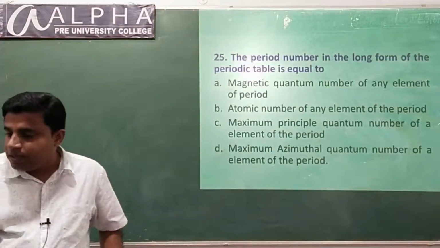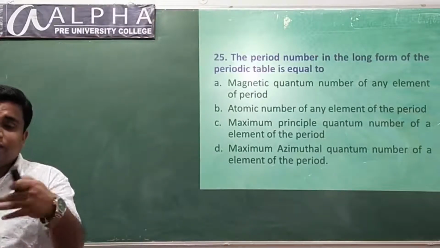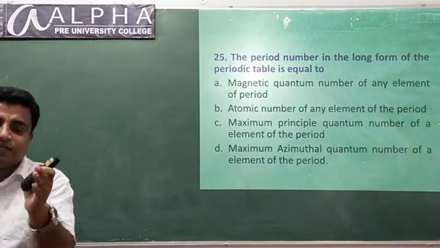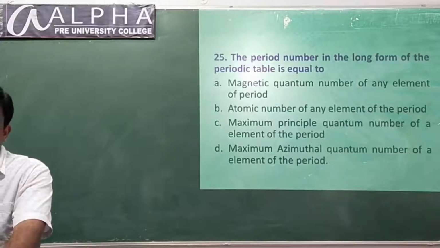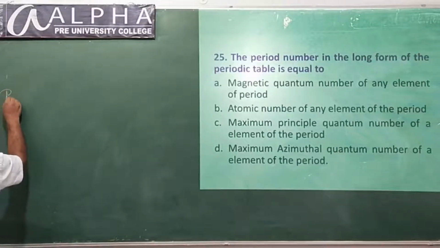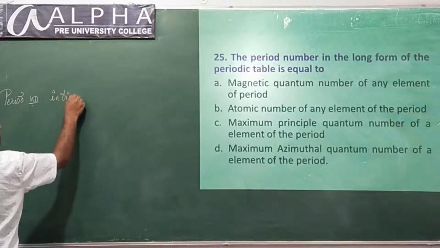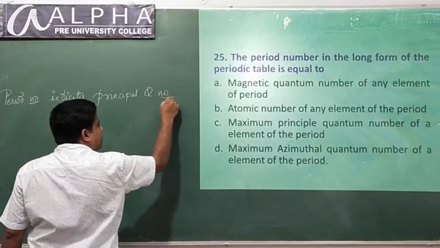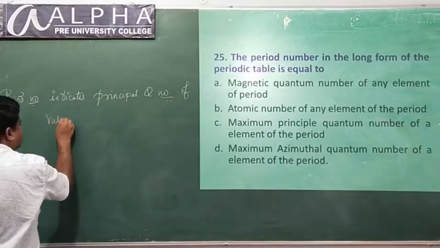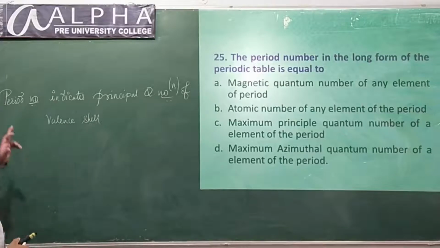The next question says, the period number in the long form of the periodic table. This we have discussed in one of my videos in a different way. It is the same question, but it has been asked in different ways. The period number in the long form of the periodic table is equal to... I have already told you, period number indicates the principal quantum number of the valency shell. Principal quantum number means n value.